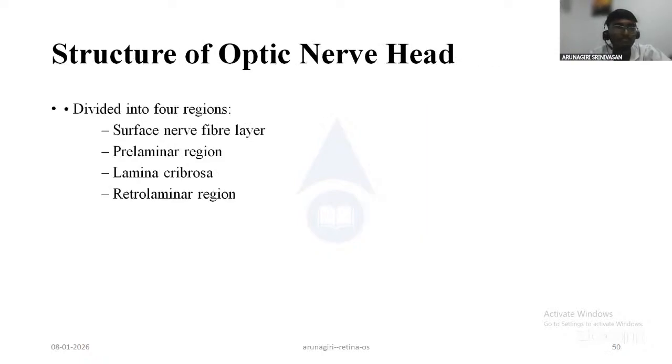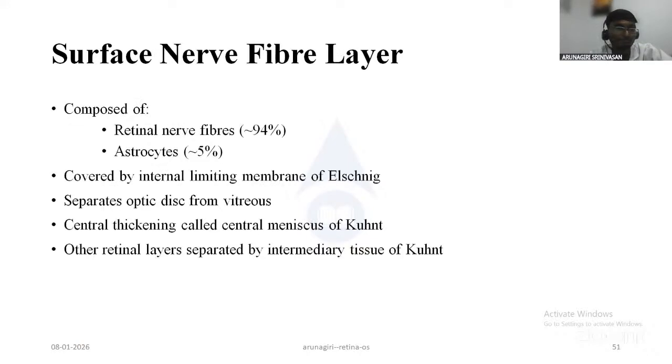Structure of the optic nerve: it is divided into 4 regions: surface nerve fiber layer, prelaminar region, lamina cribrosa, and retrolaminar region. The surface nerve fiber layer is composed of retinal nerve fibers 94 percent and astrocytes 5 percent. It is covered by the internal limiting membrane of Elschnig, which separates the optic disc from the vitreous body. The central thickening is called the central meniscus of Kuhnt. Other retinal layers are separated by the intermediary tissue of Kuhnt.